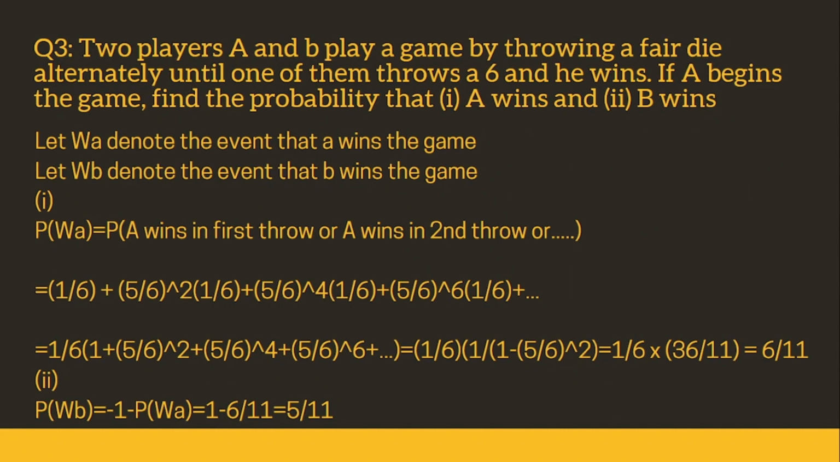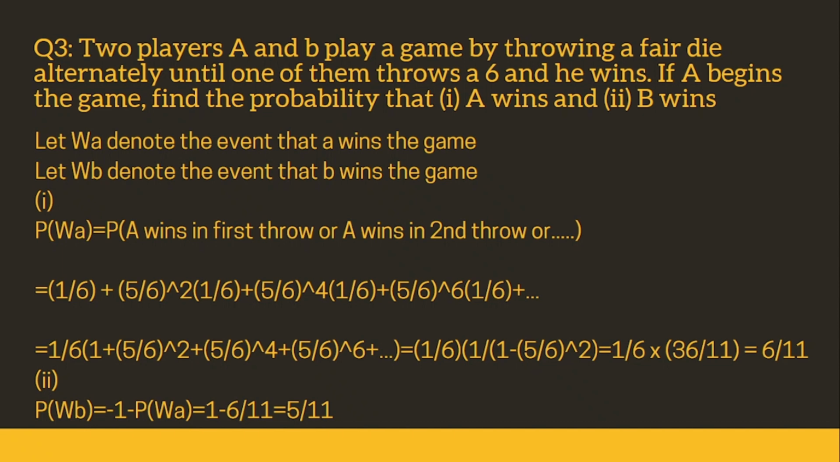And for the next question, 2 players A and B play the game by throwing a fair die alternately until one of them throws a 6 and he wins. If A begins the game, find the probability that A wins, and part 2 will find the probability that B wins. So we let WA denote the event that A wins the game, and WB the event that B wins the game.